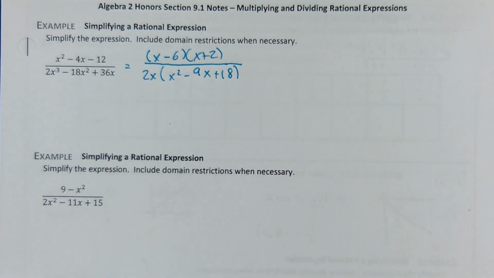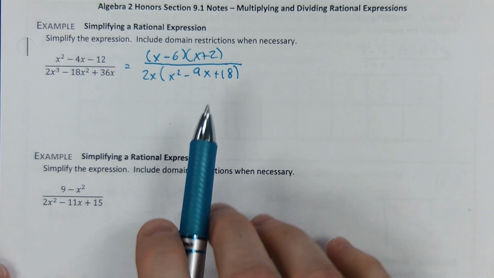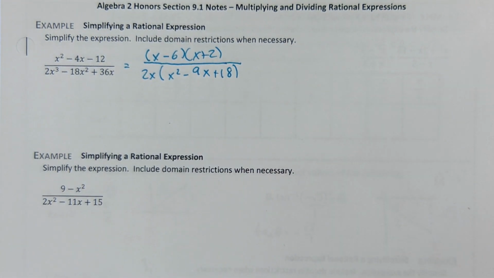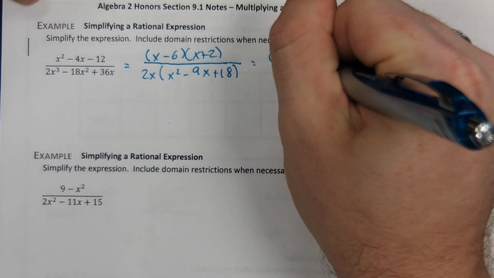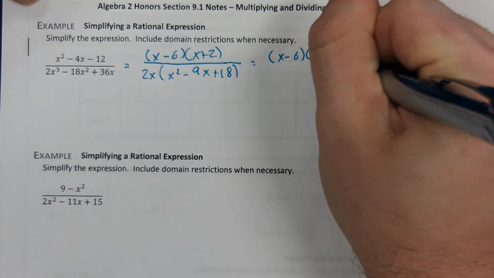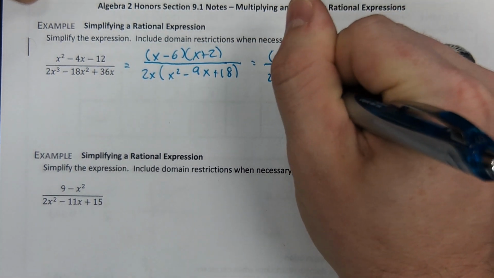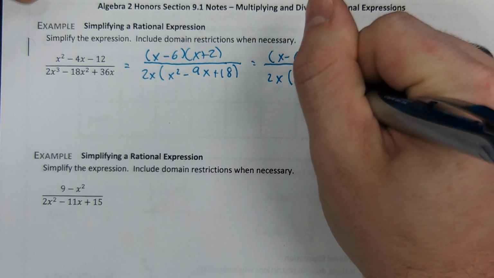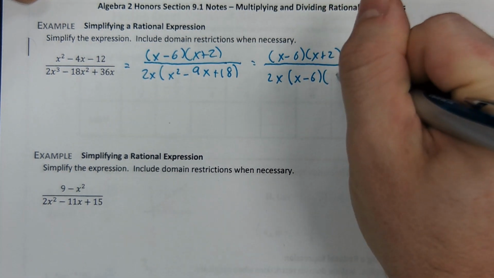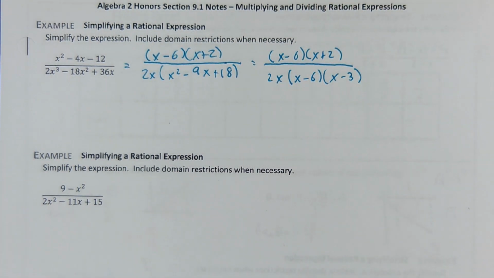Then we need to factor the quadratic that's on the bottom if we can. And we can. There are two numbers that multiply to positive 18 that add to negative 9. It's negative 6 and negative 3. Everything is factored.